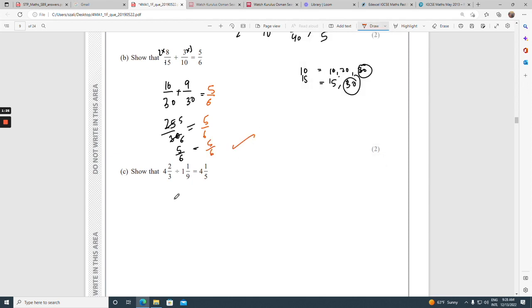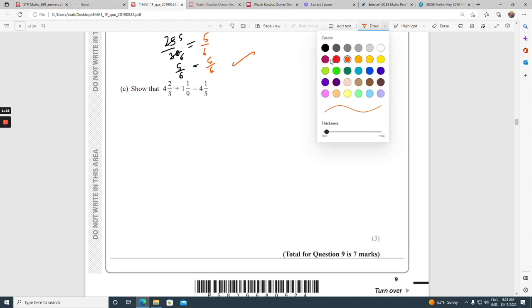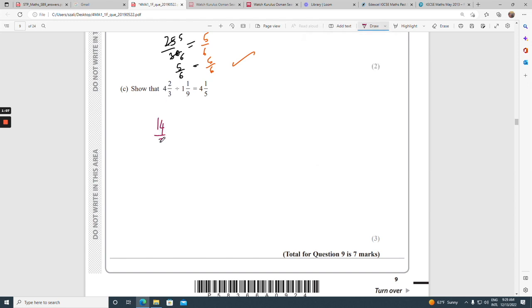Question is over. Now the next question here, we have to show that 4 2/3 divided by 1 1/9 is equal to 4 1/5. All three of them are in the form of mixed numbers, so we have to convert them first. So 3 times 4 is 12. 12 plus 2 is 14 over 3, divided by 9 times 1 is 9, 9 plus 1 is 10, 10 over 9. And 4 1/5 is 5 times 4 is 20, 20 plus 1 is 21 over 5.